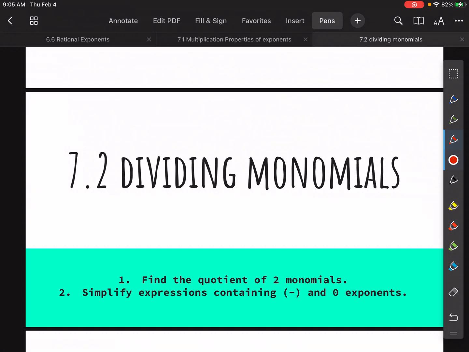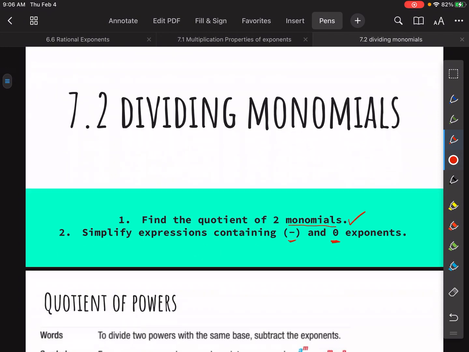All right, freshmen, today, 7.2, we are going to be diving into dividing monomials. The two things that you need to be able to do by the end of this lesson are find the quotient of two monomials. Hopefully you know what a monomial is by now. And then simplify expressions containing negative and zero exponents. We're going to get into some of those.